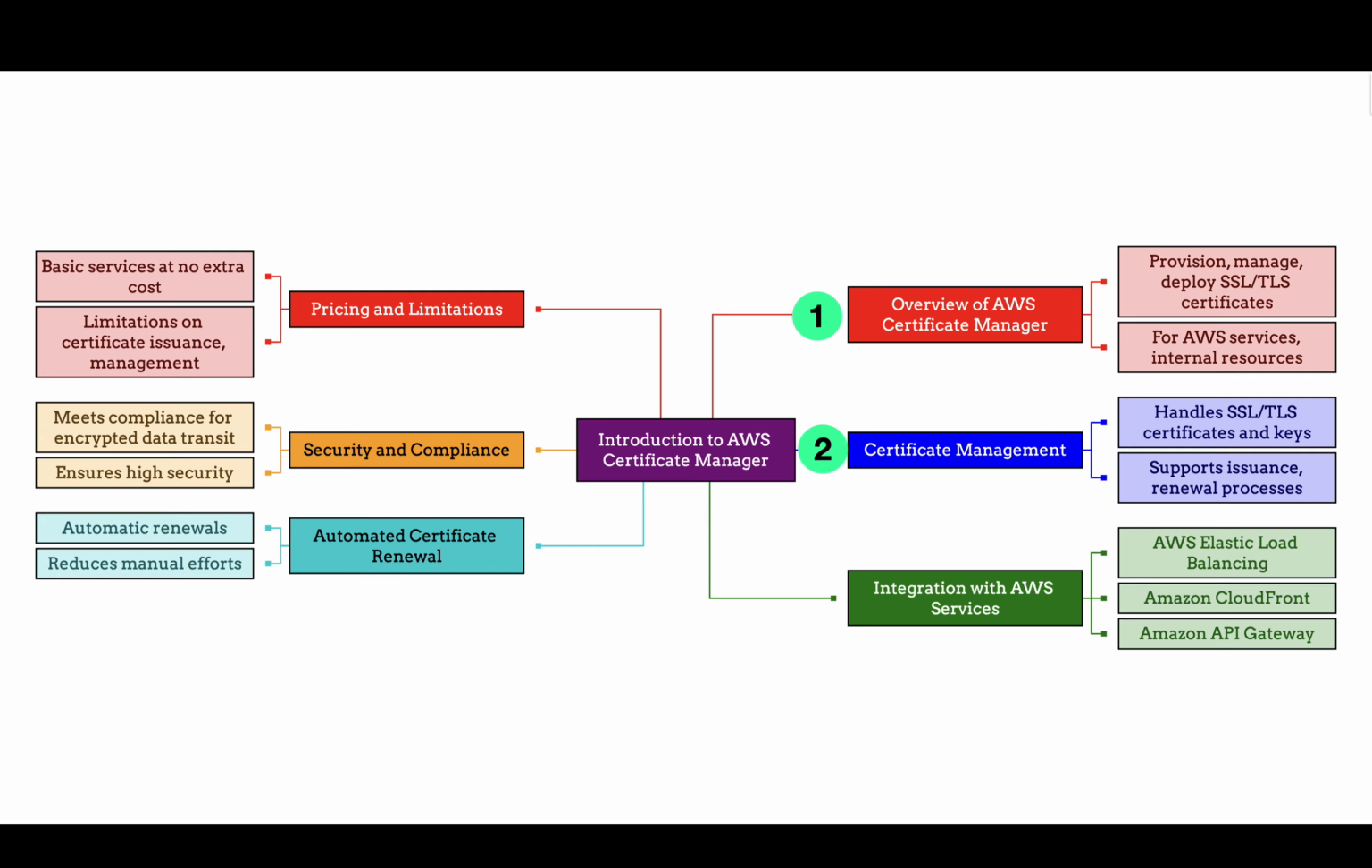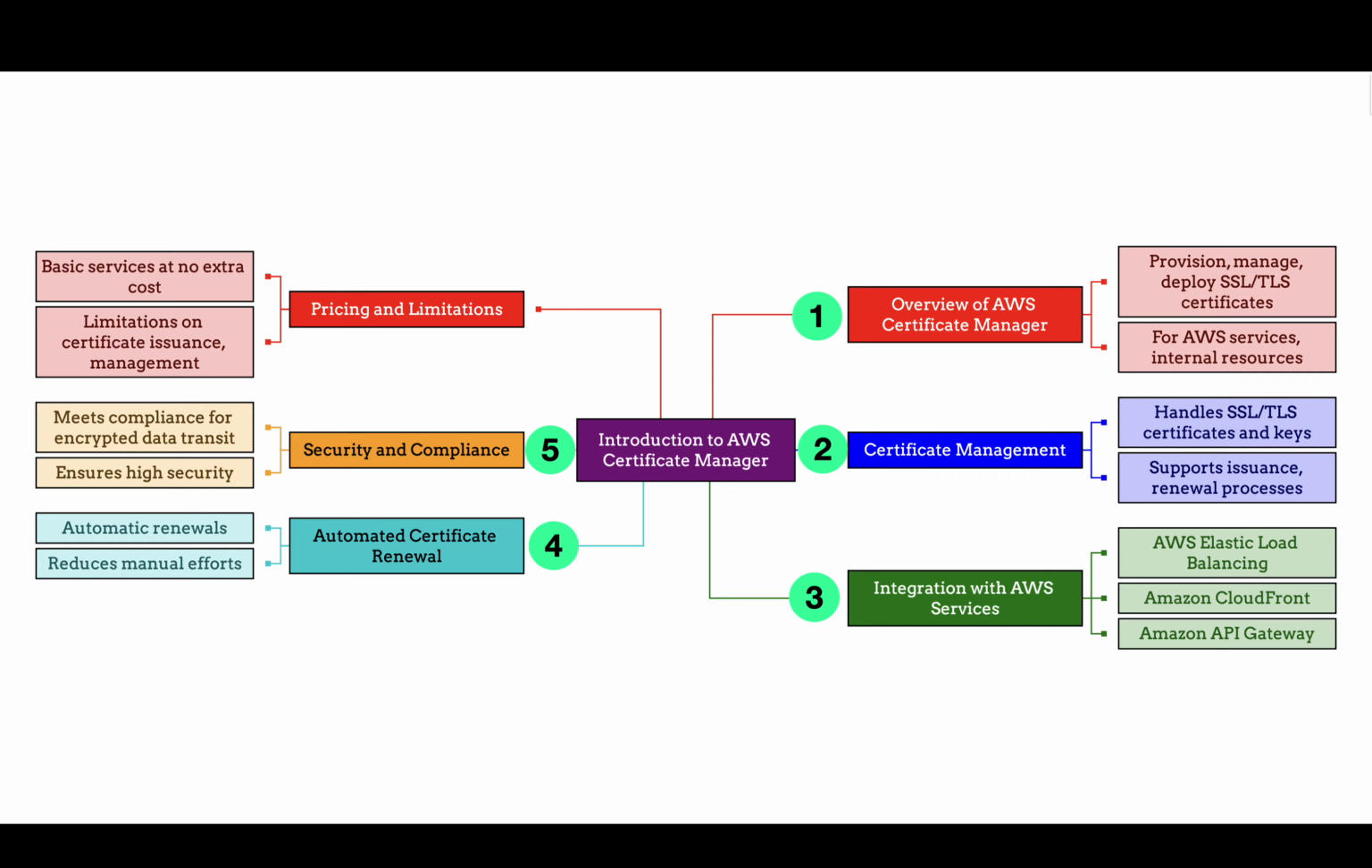2. Certificate Management. ACM handles the complexity of creating and managing public SSL/TLS certificates and keys. It supports the issuance and renewal processes. 3. Integration with AWS services. Seamlessly integrates with services like AWS Elastic Load Balancing, Amazon CloudFront, Amazon API Gateway, and others. 4. Automated certificate renewal. Provides automatic renewals of certificates, reducing the manual efforts and risks associated with expired certificates.